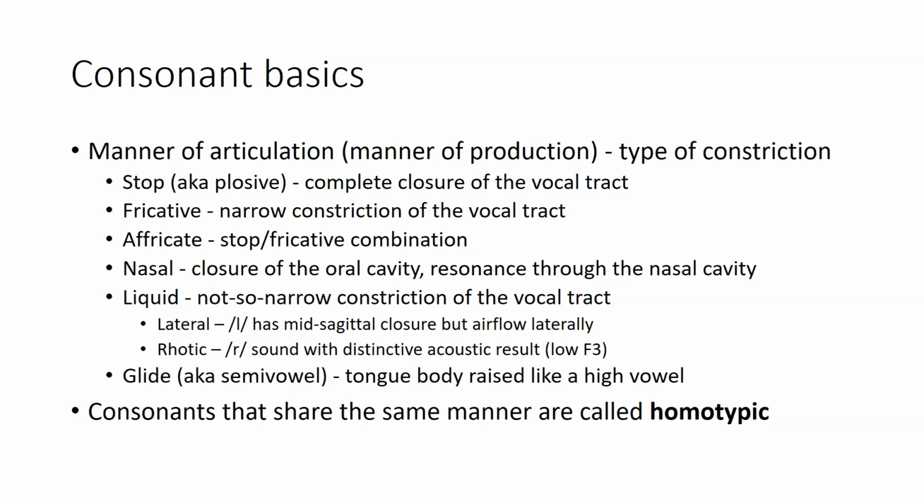The most vowel-like consonants, the glides, sometimes also called semivowels, have the tongue body raised like a high vowel. So there is perhaps a little bit of constriction, but they're very vowel-like and just really briefer and more dynamic in duration. Consonants that share the same manner of articulation are referred to as homotypic consonants, thus consonants of the same type.